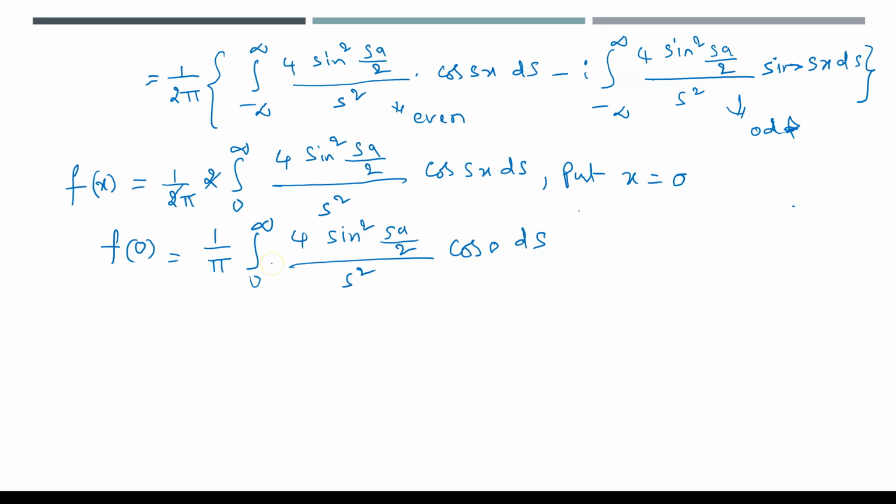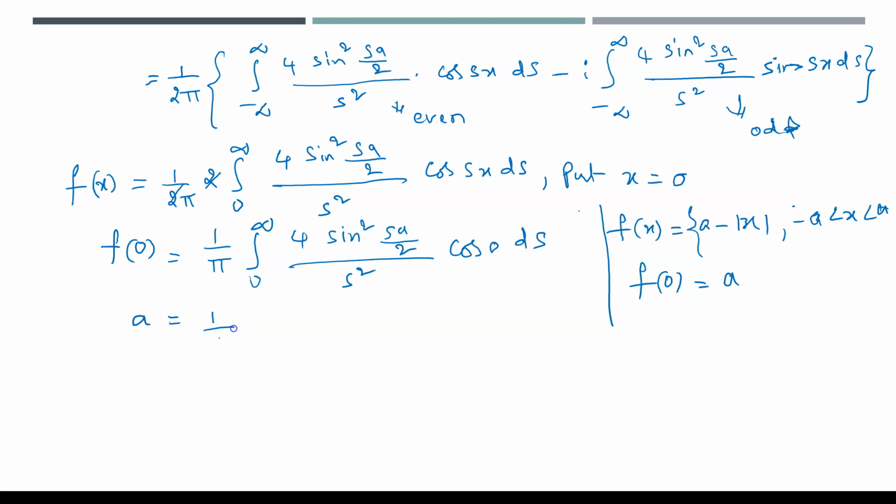Cos 0 is 1, and here what is f(x)? f(x) equal to a minus mod x in the interval minus a to a. So here f(0) is nothing but a minus mod 0, that is a. So here a equal to 1 by pi integral 0 to infinity of 4 sin square(sa/2) upon s square ds. Okay, so let us simplify this integral.